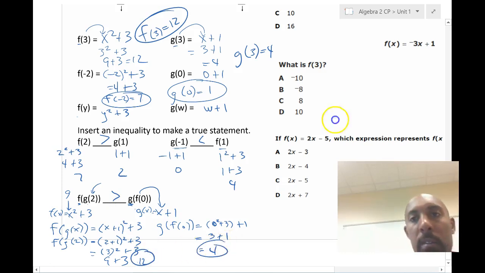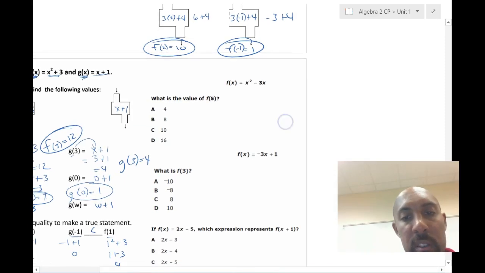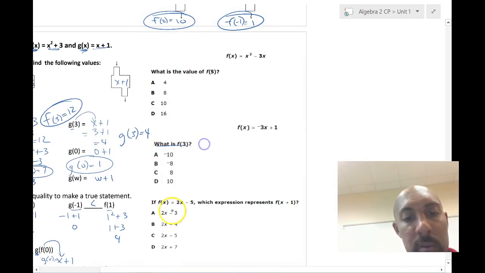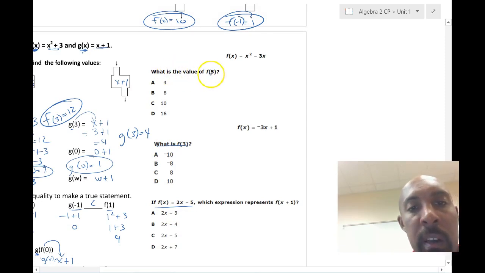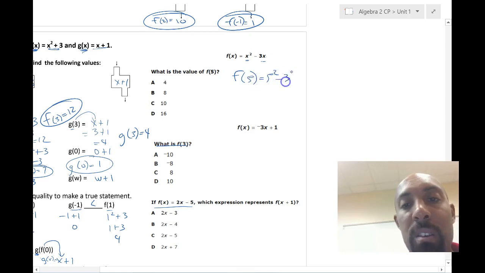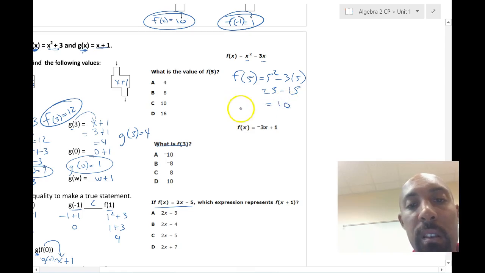Okay? So now this side, we're going to go over this one, and then I want you to do the rest of these on your own. Okay? So now, what is the value of f of 5? Well, if you notice in our function, there are 2 x's, so that means you're going to plug it in twice. So f of 5 is equal to 5 squared minus 3 times 5. So I had to plug it in twice. 25 minus 15 is equal to 10. So f of 5 is equal to 10.